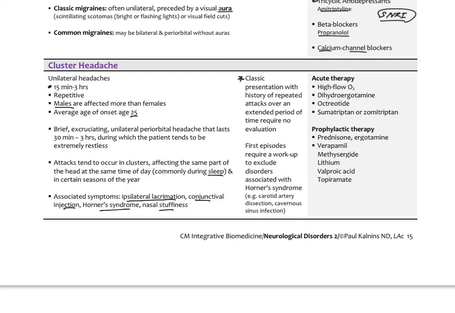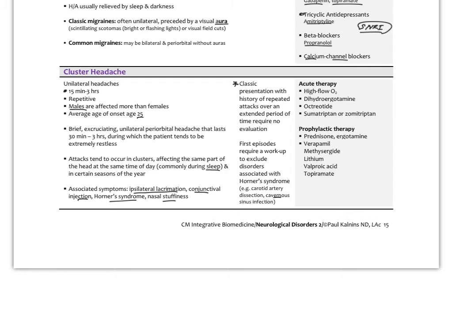But the first episodes do need workup to rule out other conditions like the cavernous sinus infection and so forth. So typically new onset cluster headaches need a more thorough workup. The acute therapy would be actually oxygen, ergotamine, so dihydroergotamine, it's an ergot alkaloid. It's a vasoconstrictor, and that seems to have benefit. And then octreotide, this is somatostatin analog, and then sumatriptan or zolmitriptan. These are triptans, same that are used up there in migraine.